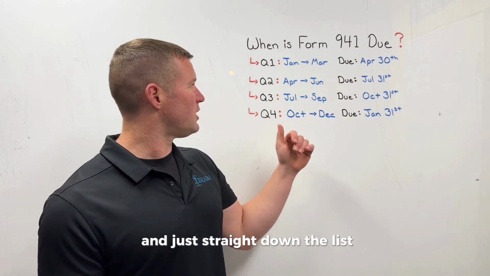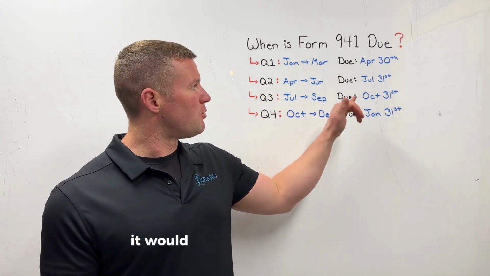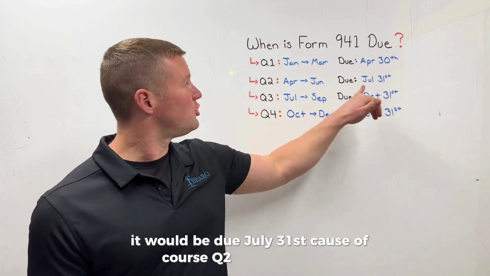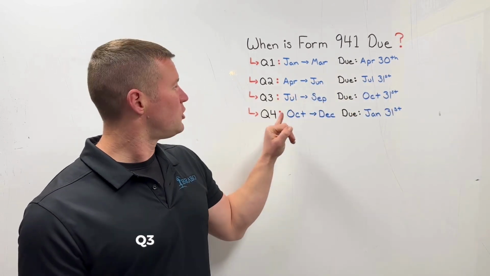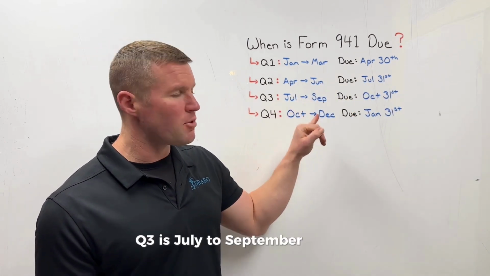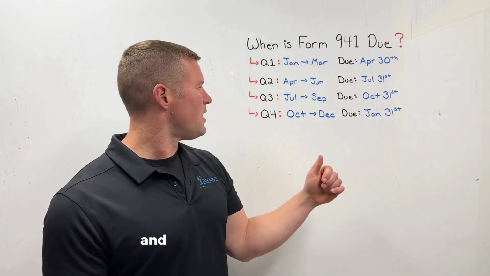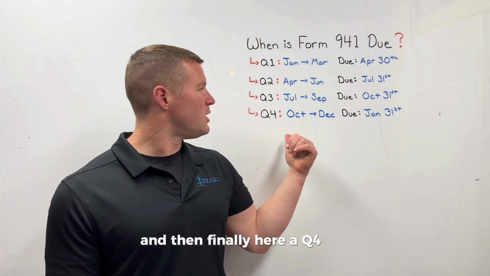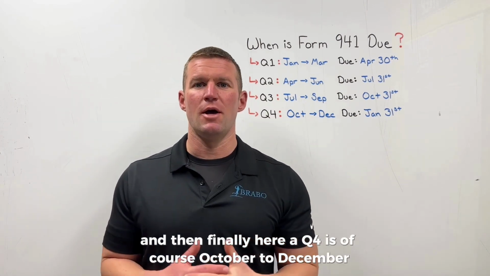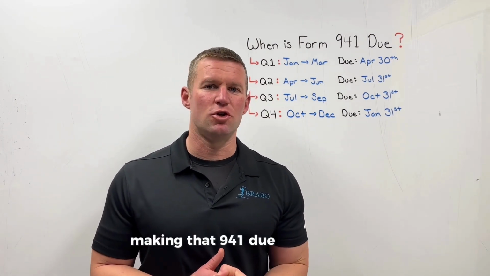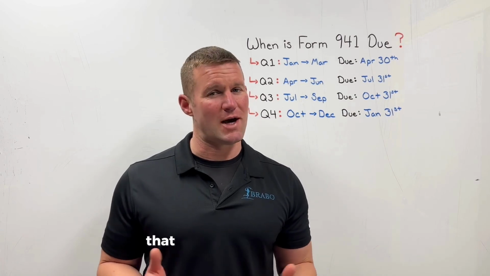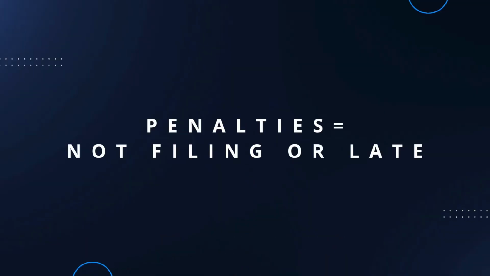And just straight down the list here for Q2, it would be due July 31st, because of course Q2 is April to June. Q3 is July to September, making the 941 due on October 31st. And then finally here, quarter 4 is of course October to December, making that 941 due on January 31st. That was a real simple one to answer, right?